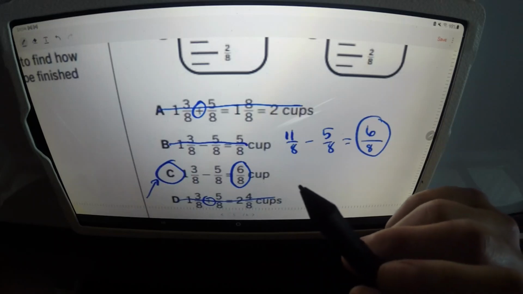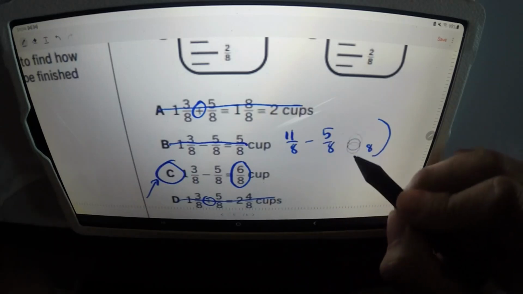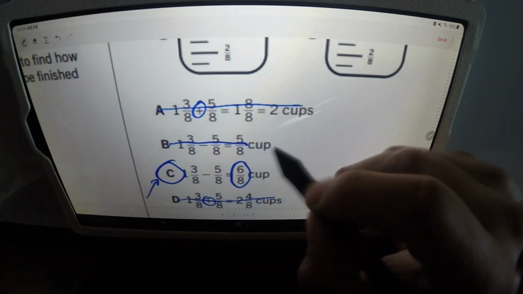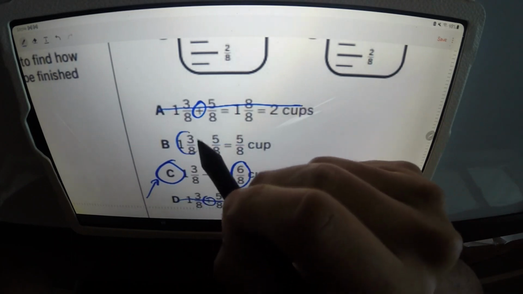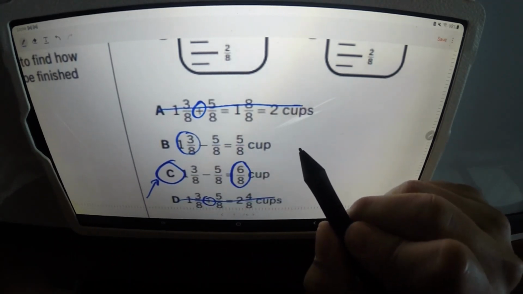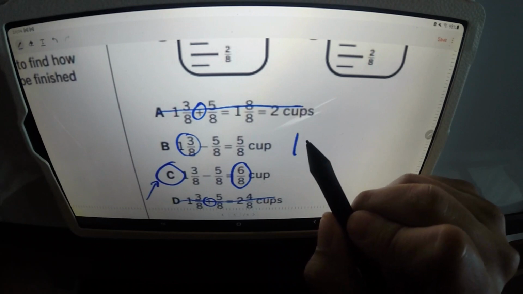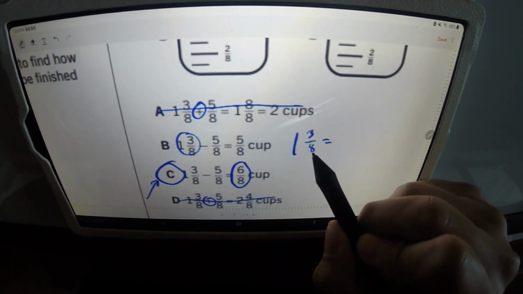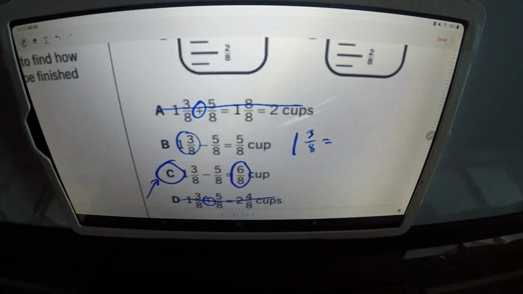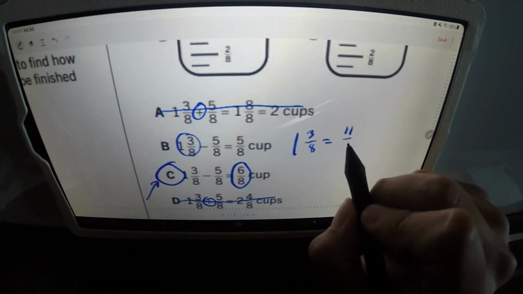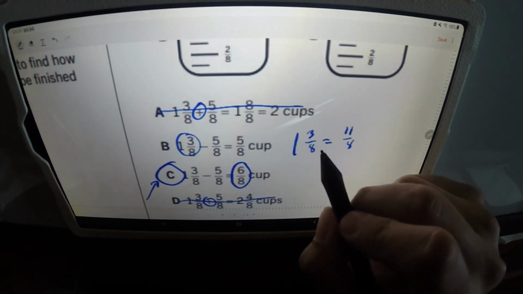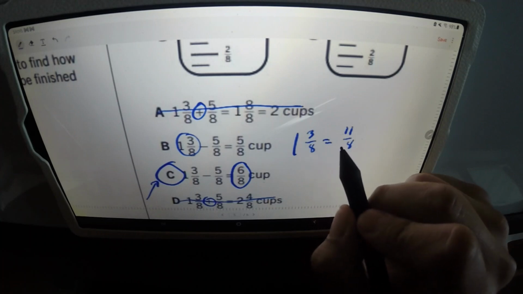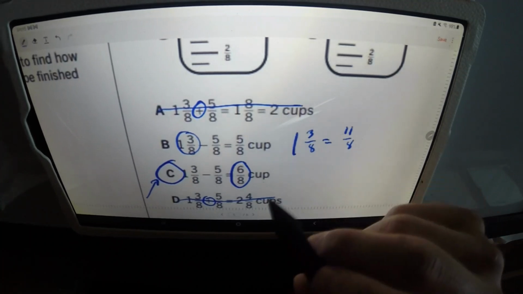All right? Easy peasy. Again, there's a little confusion about how to change the 1 3/8, this number, to a number we can work with. So 1 3/8 is the same as 8 times 1, which is 8, plus 3 equals 11. That gives us the same. These two are equal to each other. 1 3/8 is the same as 11/8, so that gives us the ability to work with our number a little better.